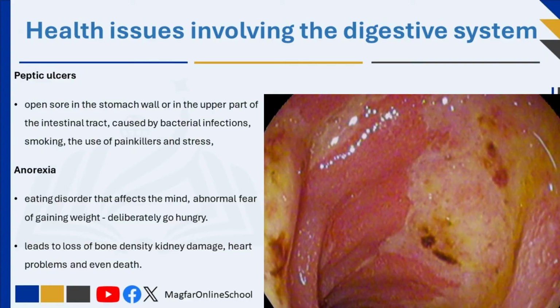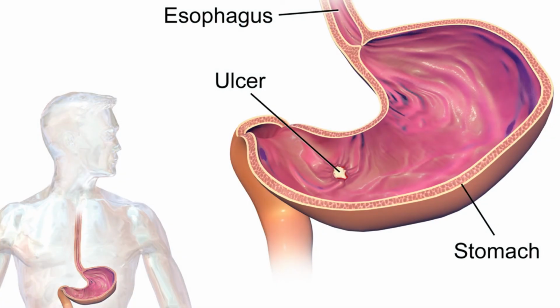Other factors such as smoking, stress, and excessive use of painkillers can also contribute to the development of ulcers. If left untreated, peptic ulcers can cause severe pain and complications such as internal bleeding.